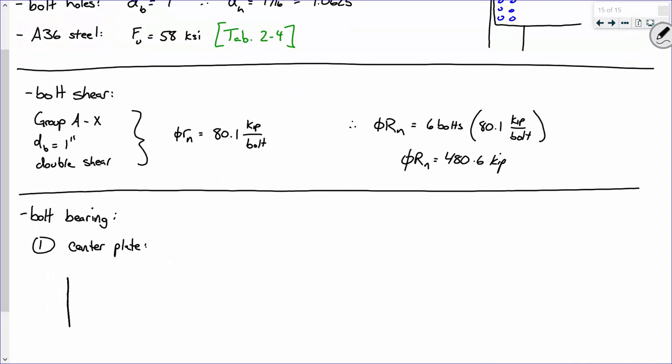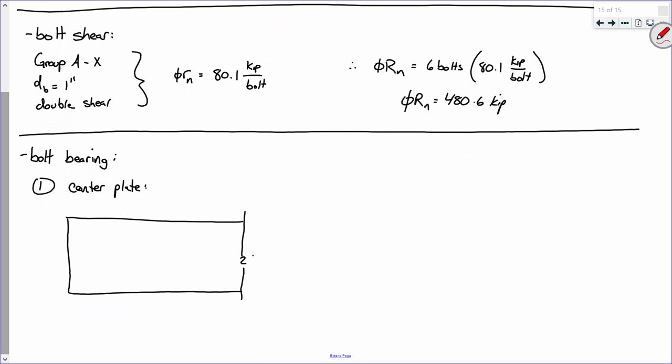We've got a plate going like that. There's my break line. And then I'm yanking on the plate, something like this. And I've got 1, 2, 3, 4, 5, 6 bolts. This is just looking at that center plate. So these center-to-center spacings of the bolts, these are the 3 inches? Okay, 3 inches. So this one's 3 inches. This one's 3 inches. Sound good?